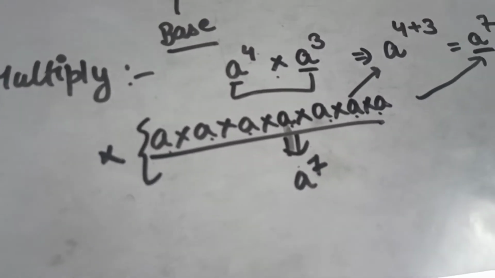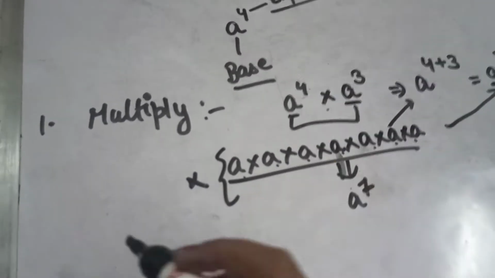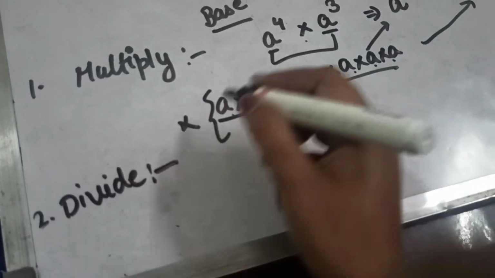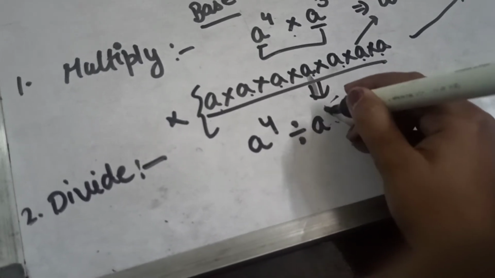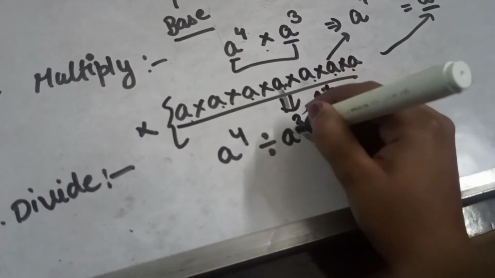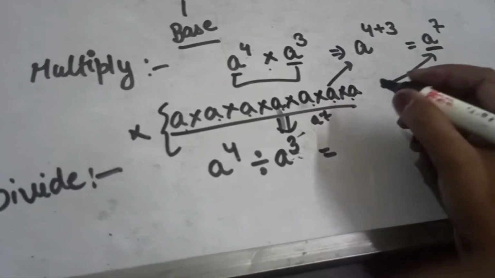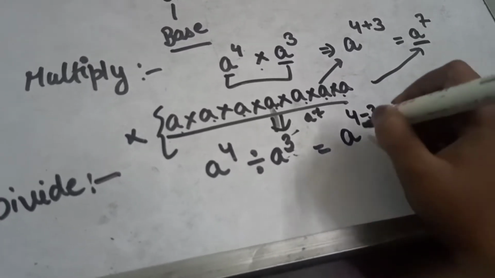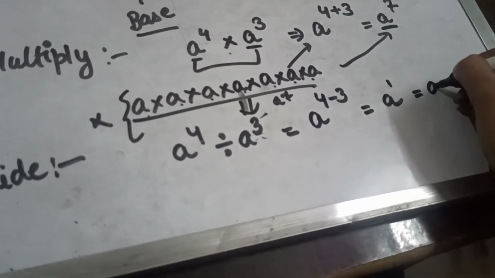Now come to when the base is the same and we have to divide the powers. We will go with the same one. When the base is the same, a to the power 4 divided by a to the power 3. How we will do this? At that time, when the base is the same, we have to subtract the powers. What do we have to do? Subtract the powers. 4 minus 3 is 1, and a to the power 1 is equal to a.